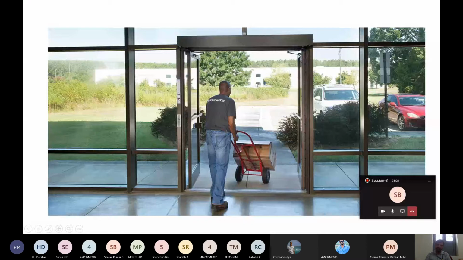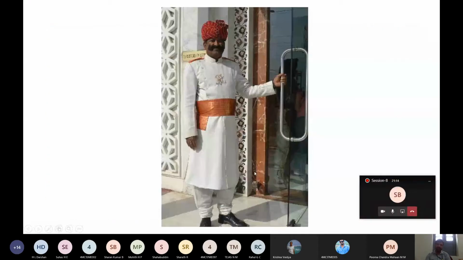This is the usually thought solution. Another one is, as Akash told, you can keep a doorman. Usually in most hotels, in 5-star hotels or 3-star hotels, they keep a doorman.